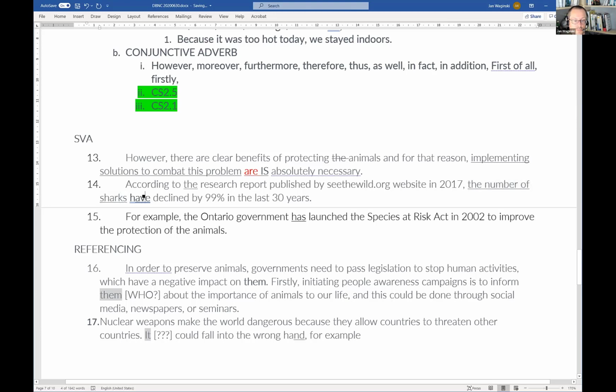Okay, so this should be... Where? So can we remove "have"? "Has." Yeah, you have to put "has." The number has declined. Does that one make sense? Yes. So it doesn't matter if this one is plural, the number is singular.